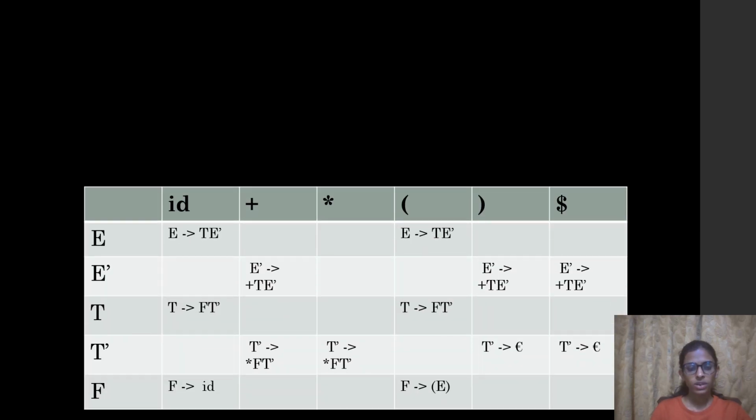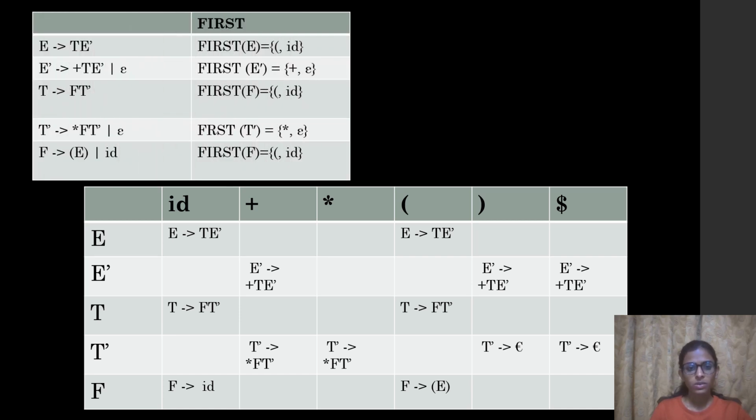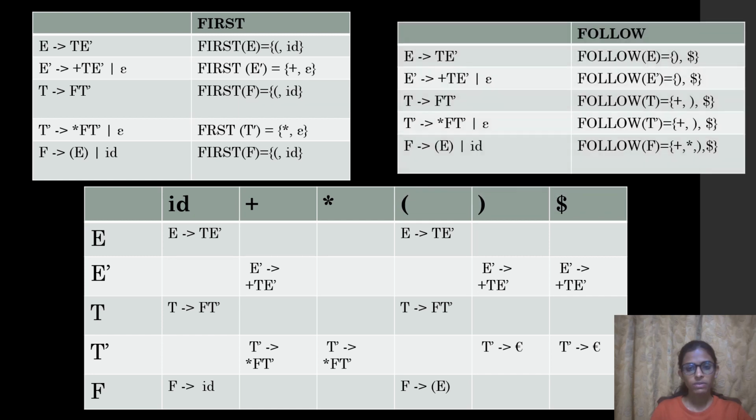So moving to the construction of the predictive parsing table, this is how it looks. We get the predictive parsing table from the FIRST and FOLLOW sets which we derived in the previous steps. So this is the FIRST and this is the FOLLOW table. As you can observe, using the FIRST and FOLLOW tables we derive the predictive parsing table, with terminals id, plus, star, open bracket, close bracket, dollar, and non-terminals E, E', T, T' and F.